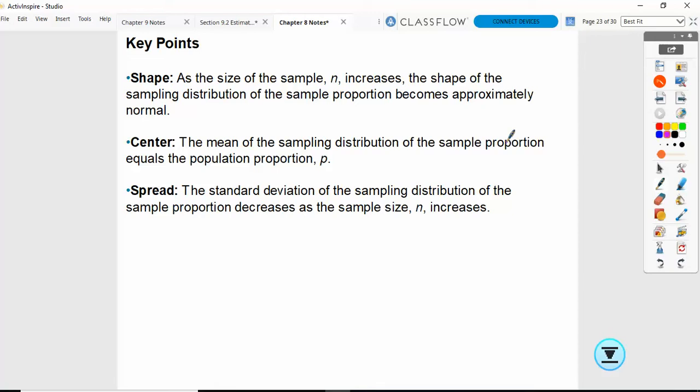The center, as it appears more normal, we know that in a normal curve, the mean is the center. So that will be our population proportion, our p. Spread, basically, as my sample gets bigger, I should have more consistent data, so my standard deviation will get smaller. All the things that we've seen before. Bigger sample, smaller standard deviation, looks more normal.